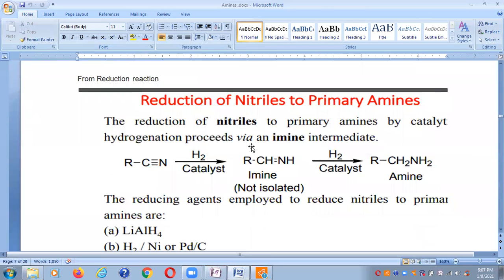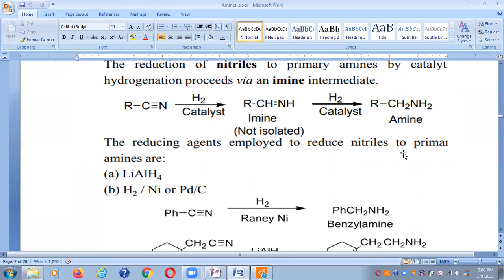Next one, reduction of nitriles to amines. Nitrile means cyanides, and this is catalytic reduction. First we get imines; C double bond N is known as imine. It cannot be isolated, that means we cannot get it from the reaction mixture, and immediately these imines further undergo catalytic reduction to give our final or desired product, that is amines.